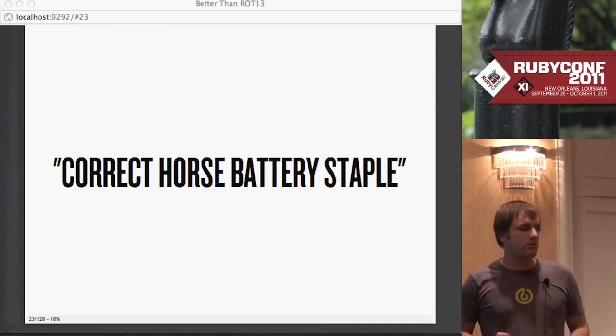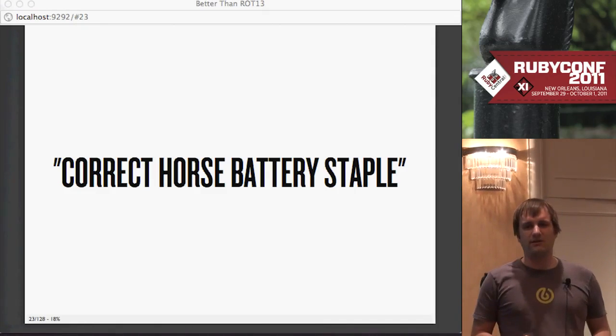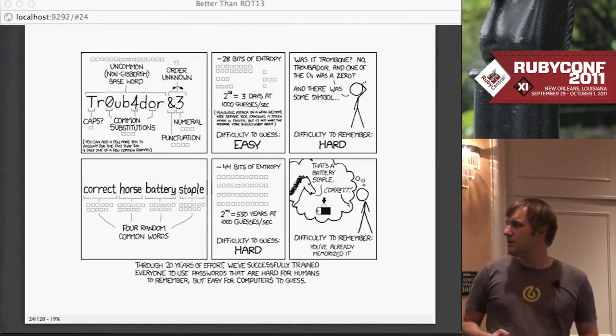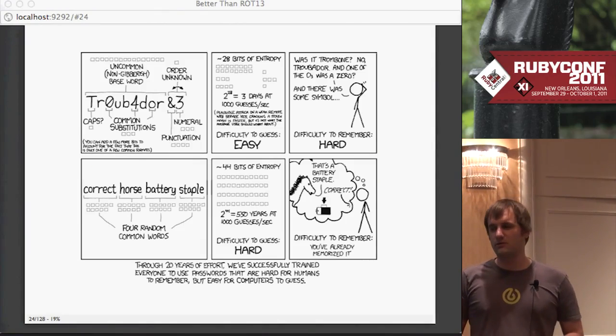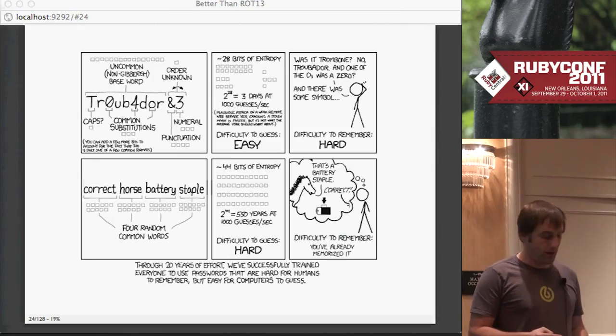So let's take "correct horse battery staple." If you read XKCD, you will recognize this from this particular comic. If you don't read XKCD, start doing so immediately. Go through all over 900 of the comics so far. It's well worth your time.